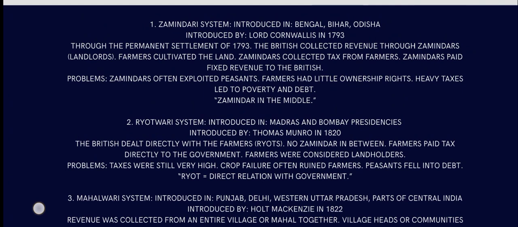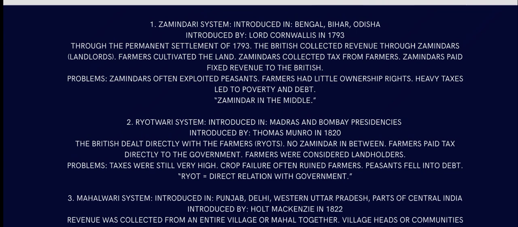So what is the Rayatwadi system? It was introduced in Madras and Bombay presidencies by Thomas Munro in 1820. The British dealt directly with the farmers, that is ryots, and now no Zamindar in between. Farmers paid tax directly to the government, and farmers were considered landholders. So in the Zamindari system there was a middleman, the Zamindar, but in the Rayatwadi system the British directly took the tax from the farmers, and there were no middlemen.